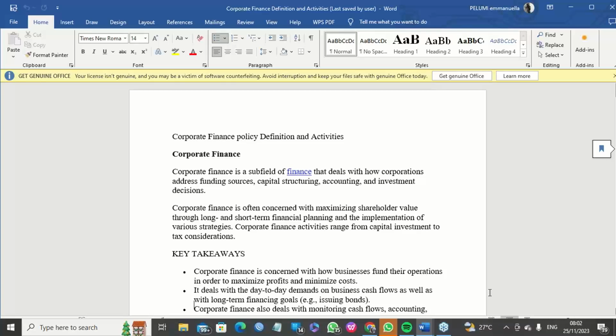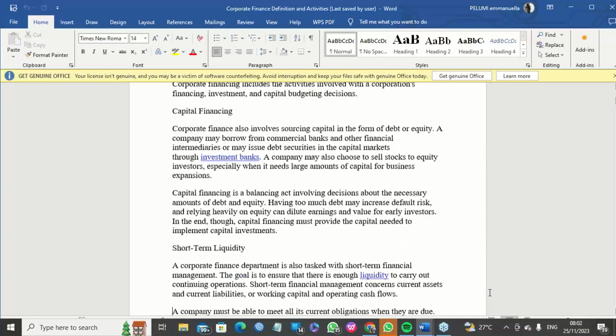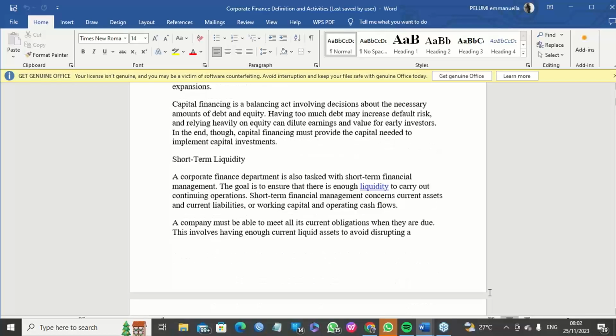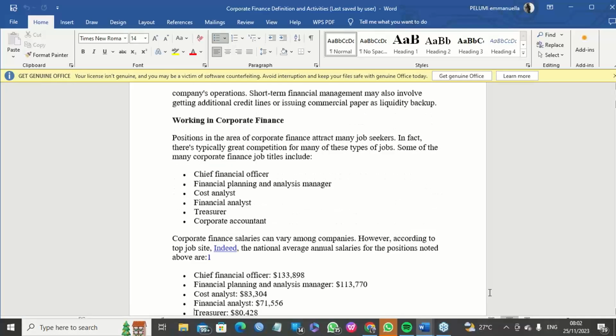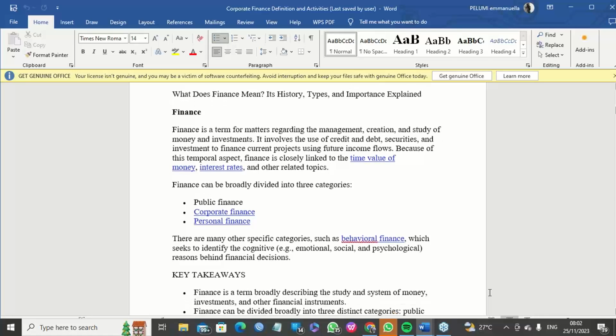But before we go into corporate finance, I really want us to look at what finance is so that we can start from there. And here we are looking at what finance is, and the categories of finance.